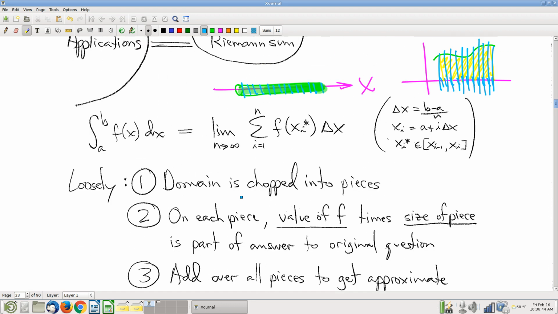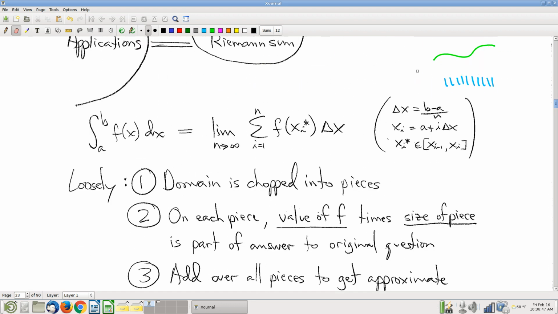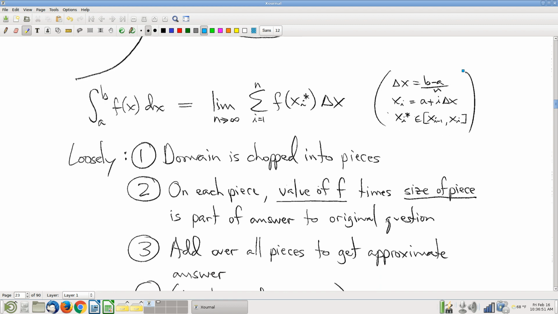Another difference in notation. When you're doing single variable integrals, your domain is always an interval. And if your domain is always an interval, it's always defined by, well, what's the lower bound? What's the upper bound?